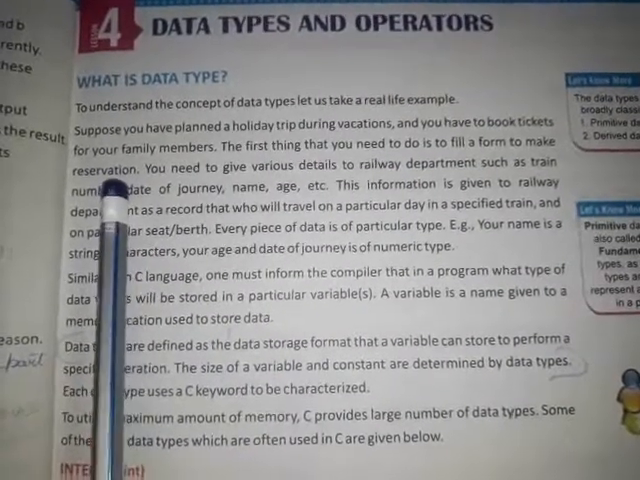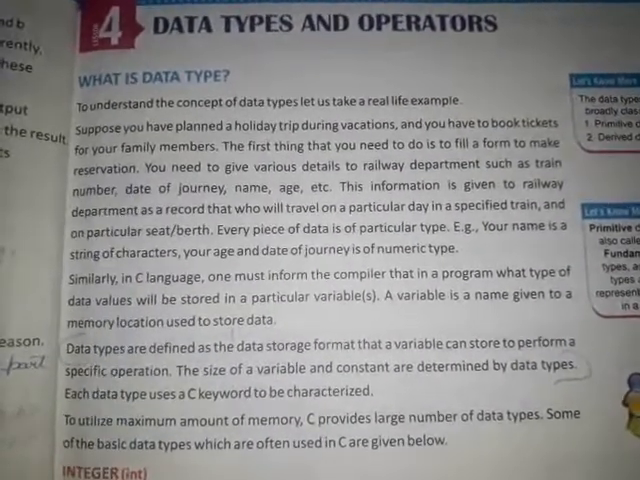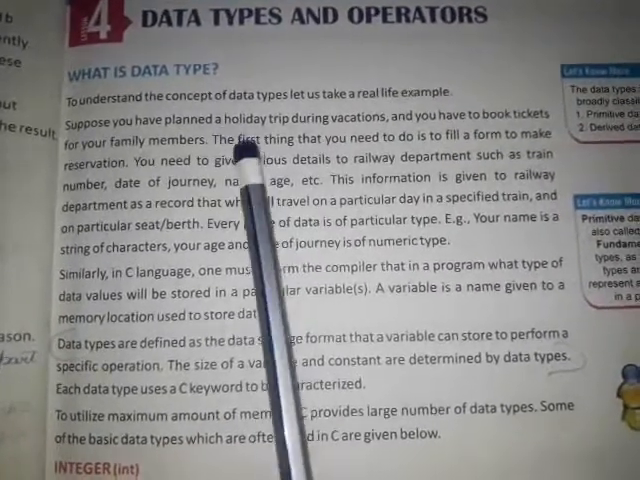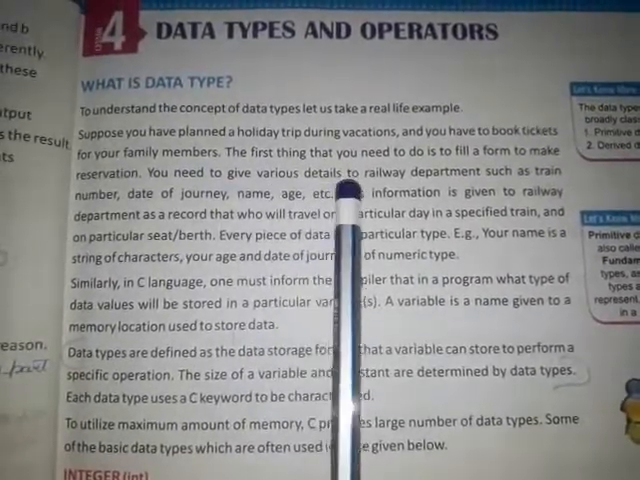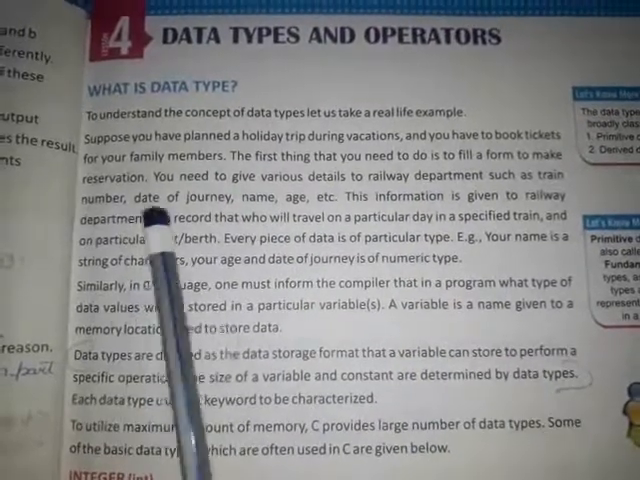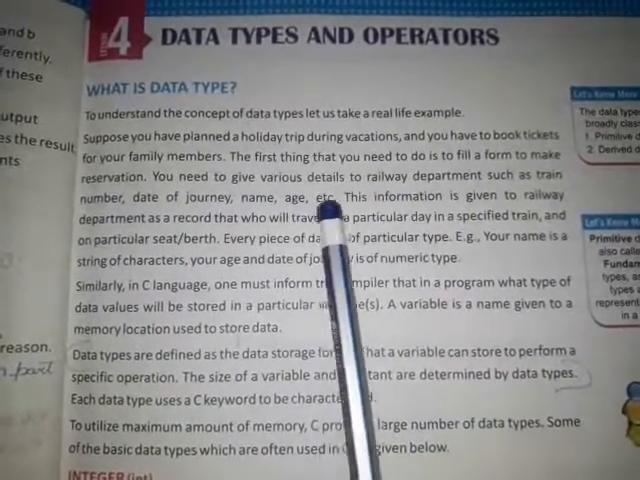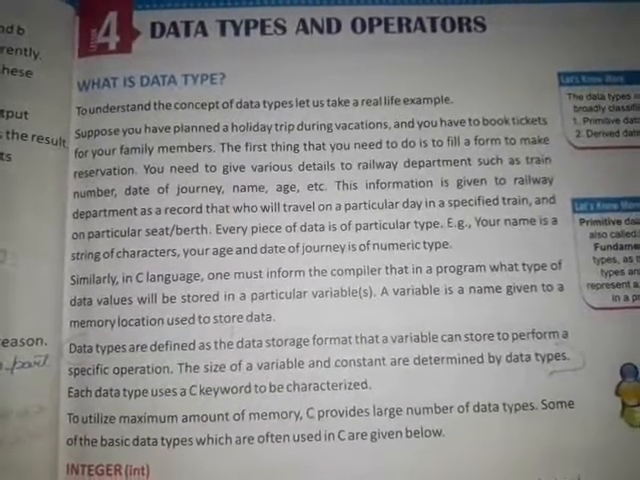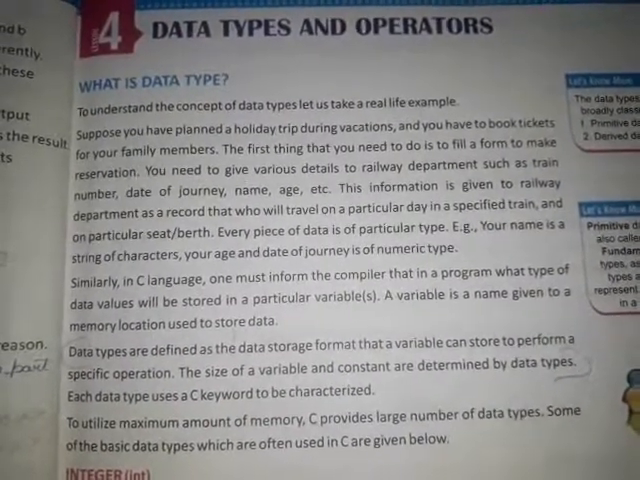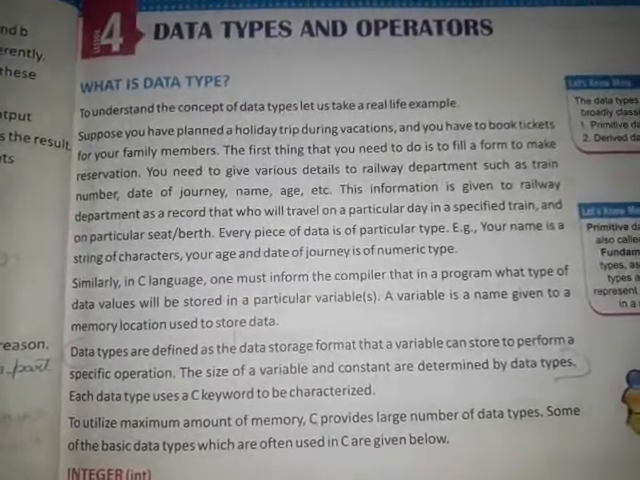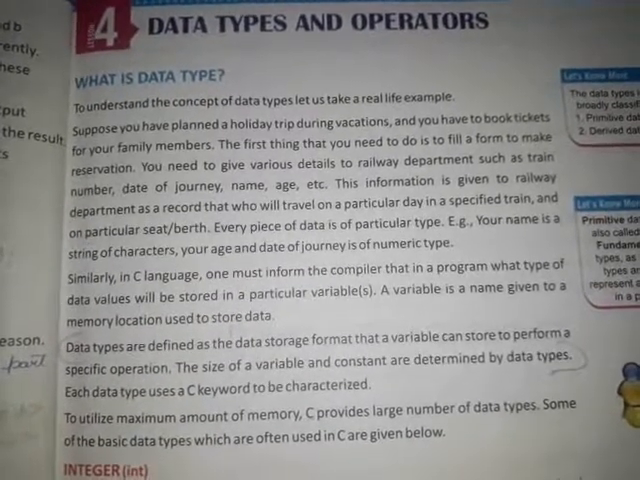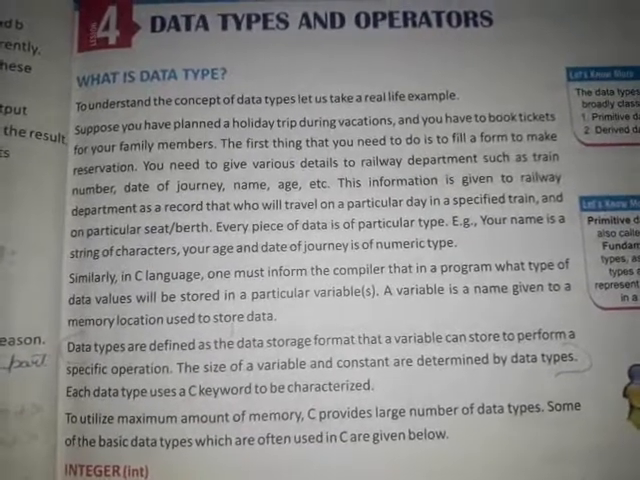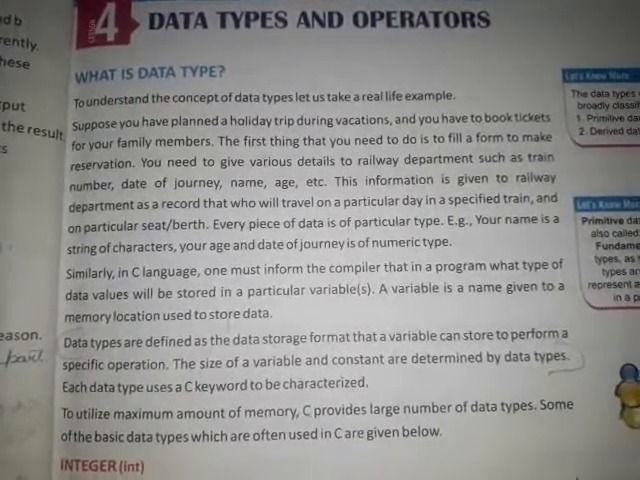When you book a seat in the railway, you have to fill a form, and you have to fill in various information given in the form. You need to give various details to the railway department such as train number, date of journey, name, age, etc. How many persons are traveling, name of the persons, age of the person, sex of the person, male or female, date of journey, when you want to travel, by which train you are going to travel. You have to mention all this information in that particular form.